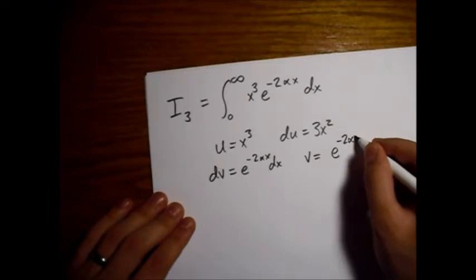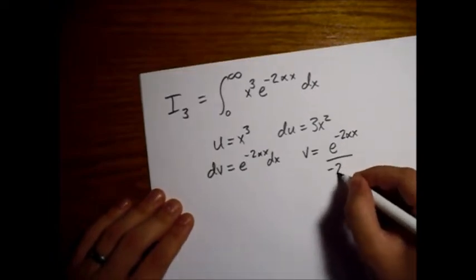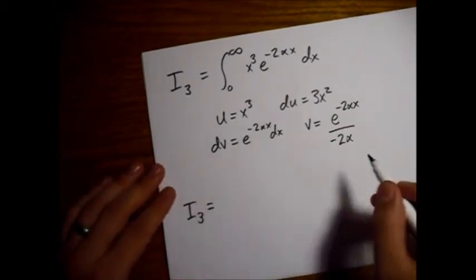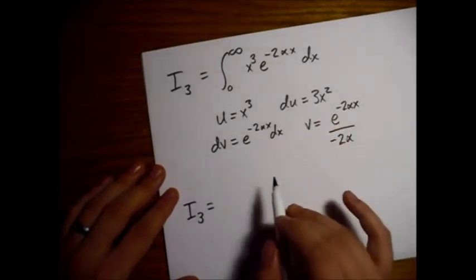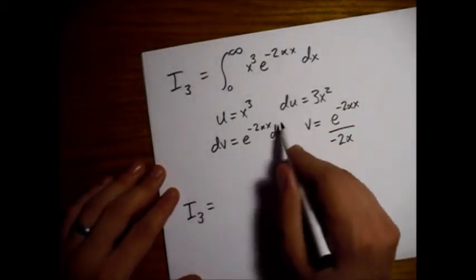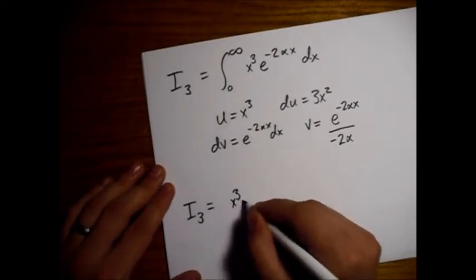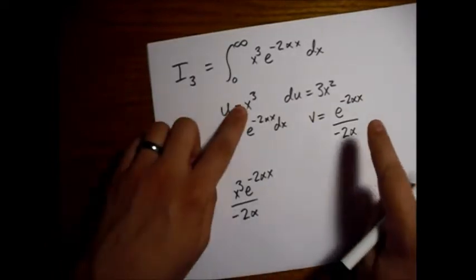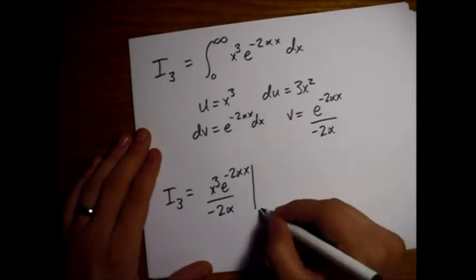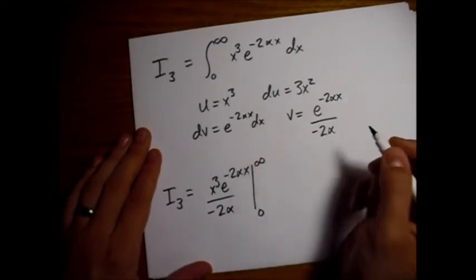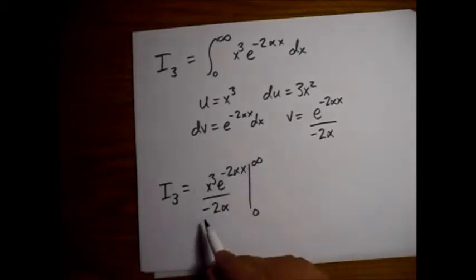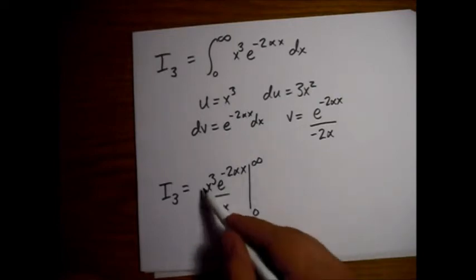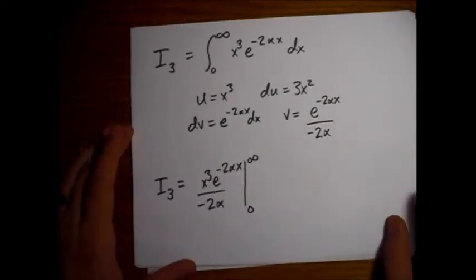e to the minus 2 alpha x divided by minus 2 alpha, telling us that I3 is equal to uv minus the integral of v du. So uv is x cubed e to the minus 2 alpha x over minus 2 alpha, evaluated from 0 to infinity. And this term is going to be 0 because when we plug in infinity, this exponential will go to 0. When we plug in 0, this x cubed is going to go to 0. So we won't have to worry about that.